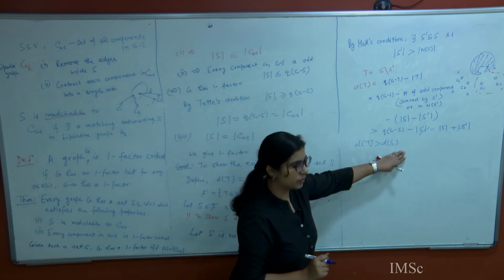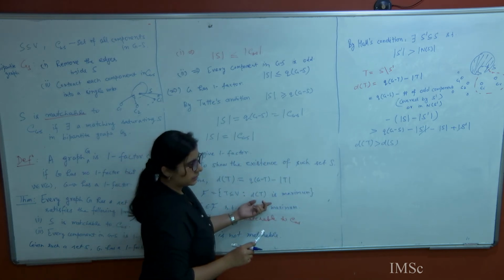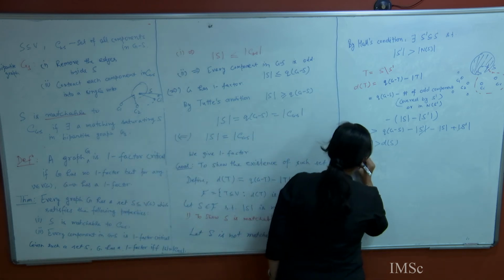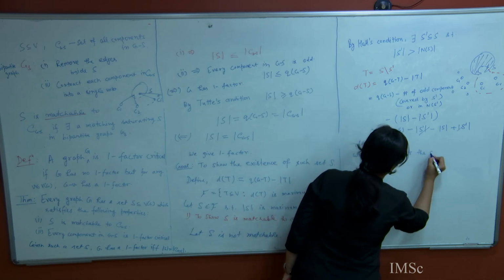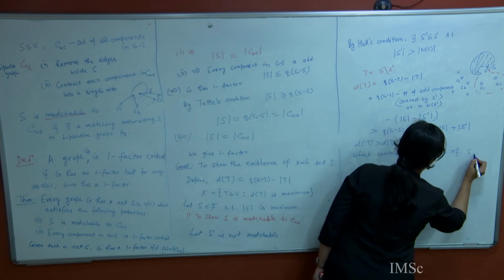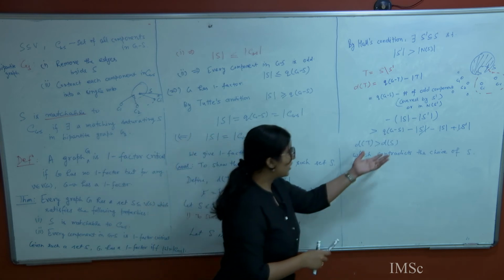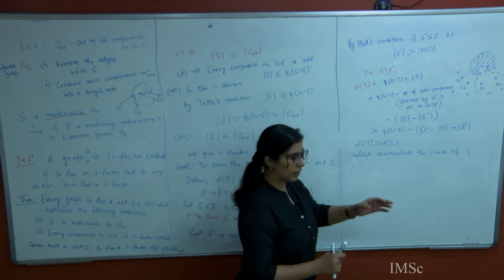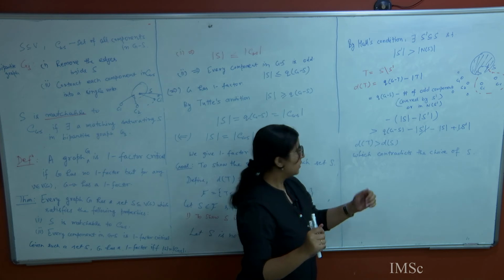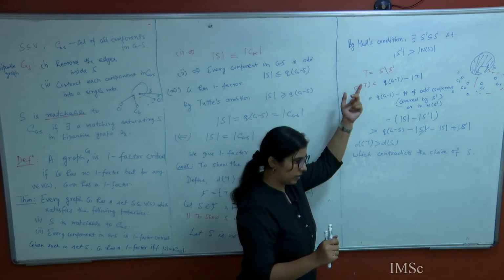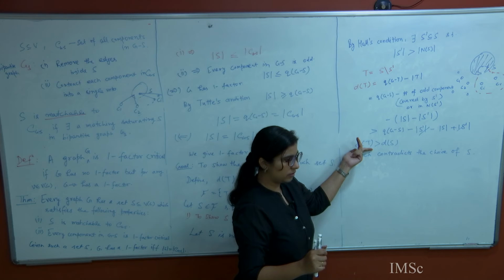This is a contradiction, right, because we chose S with maximum d value. So this contradicts the choice of S. We are saying that S had the maximum d value, but now we generated some other set T which has a greater d value. So, this is a contradiction, right?